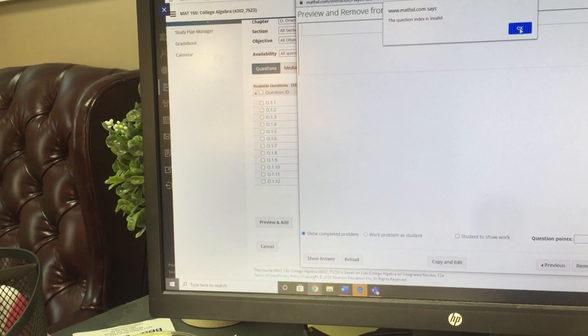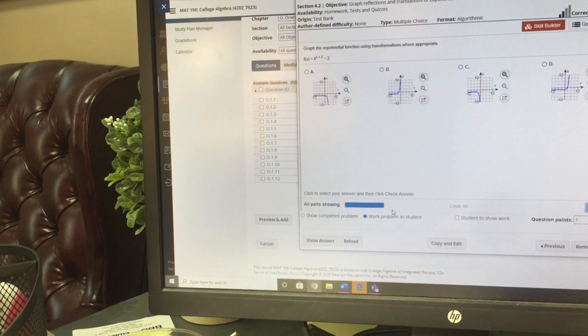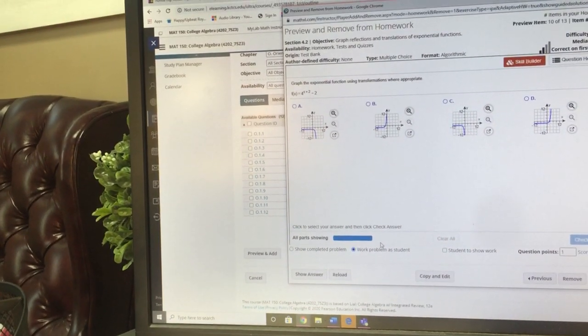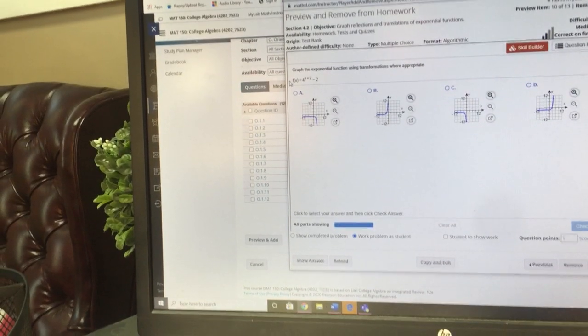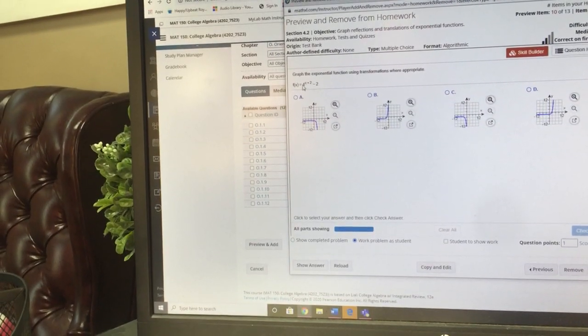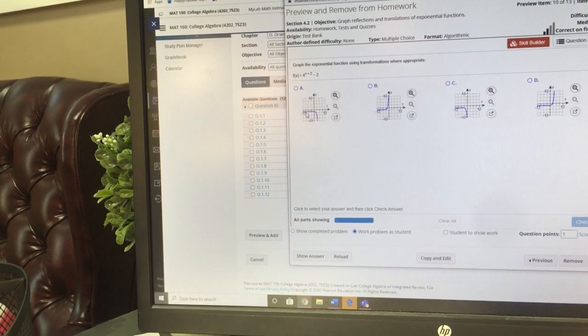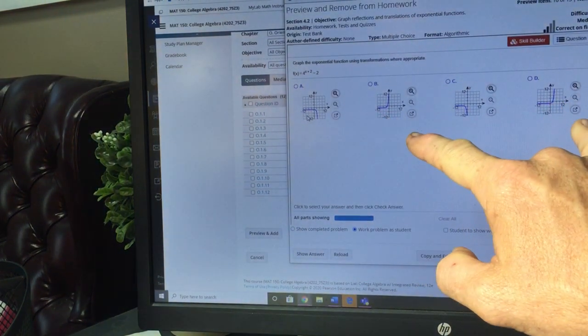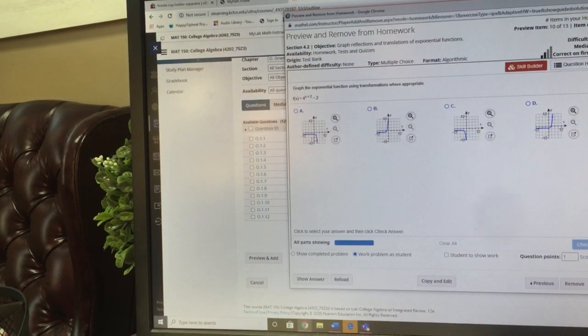All right, so here's 10. All right, so on 10, we have 4, and look, there's no negative in front. So these that go down, like A and C, those are out. So we know it's either B or D. It's either B or D.